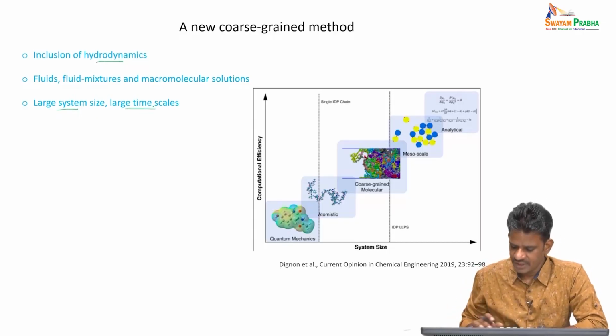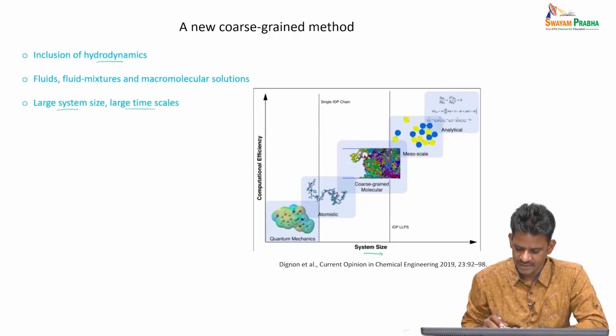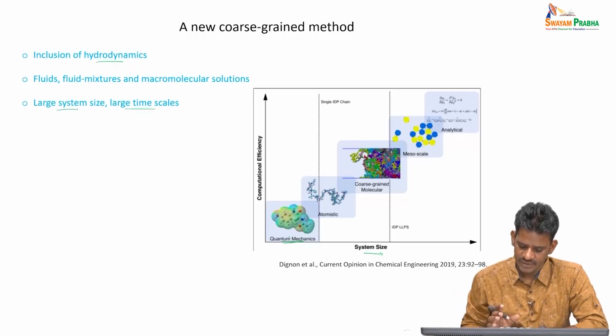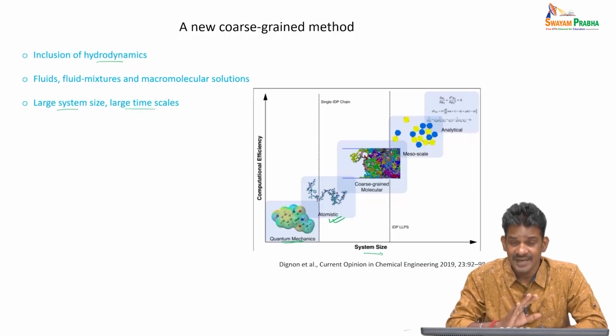In the context of coarse graining, we can look at this figure. On the x axis we have the system size and on the y axis we have the computational efficiency. Here at the bottommost corner, we have this quantum region where we treat all the electronic degrees of freedom. We think about how charges are distributed, how reactions take place, etc. This is something we have not discussed as part of this course. We started only at the atomistic scale. We did look at molecules and atoms in a classical framework, and then we saw how MD can be done.